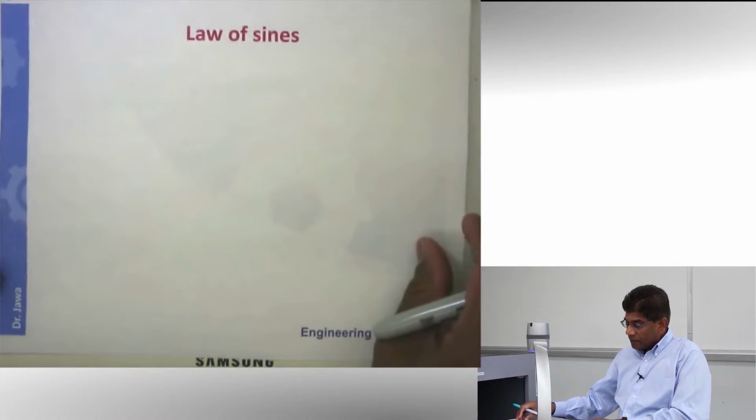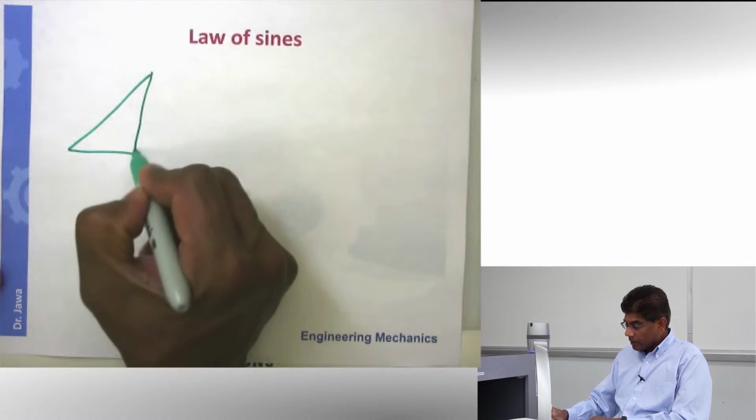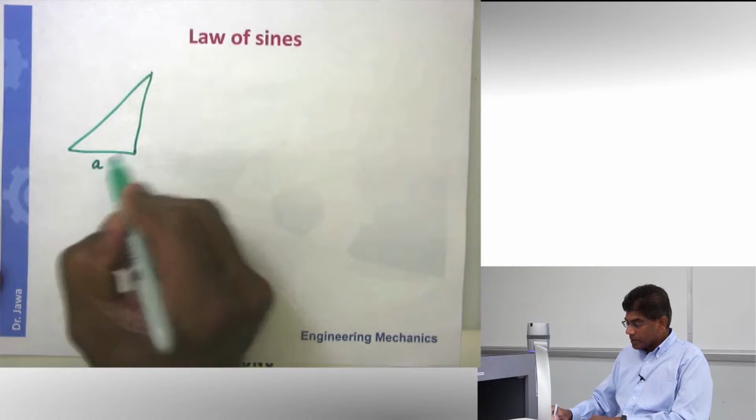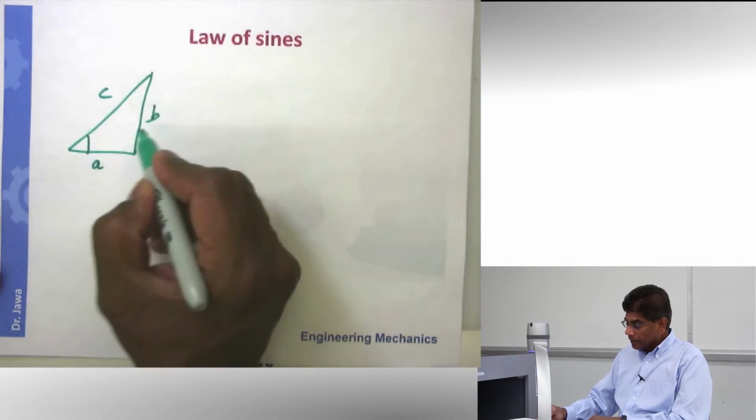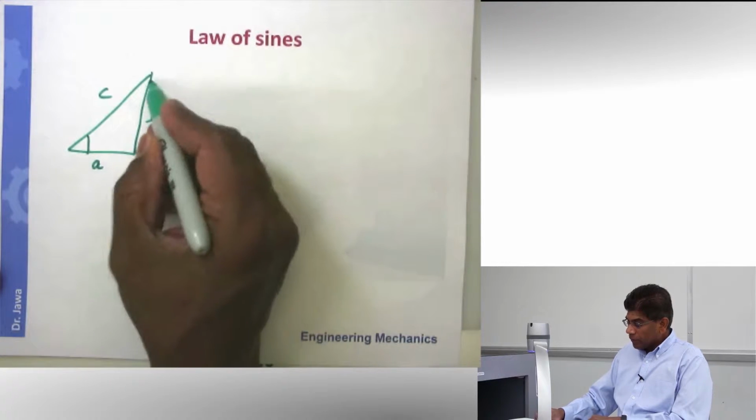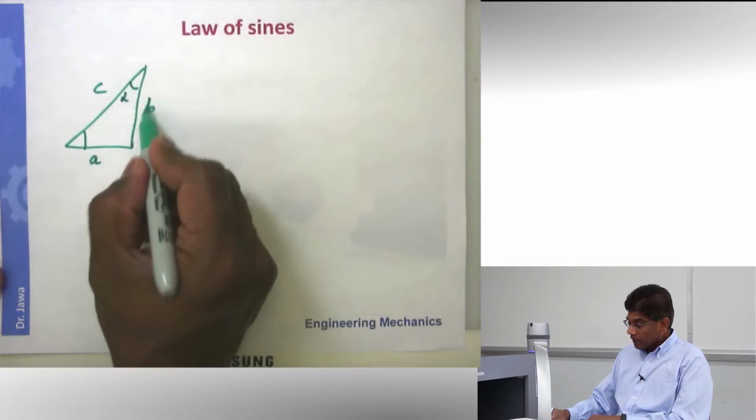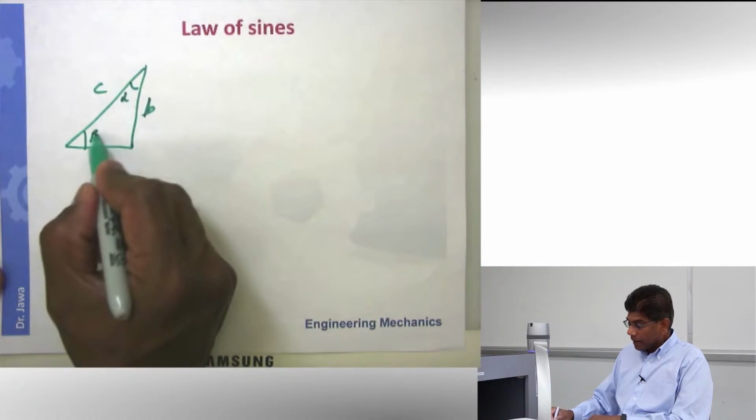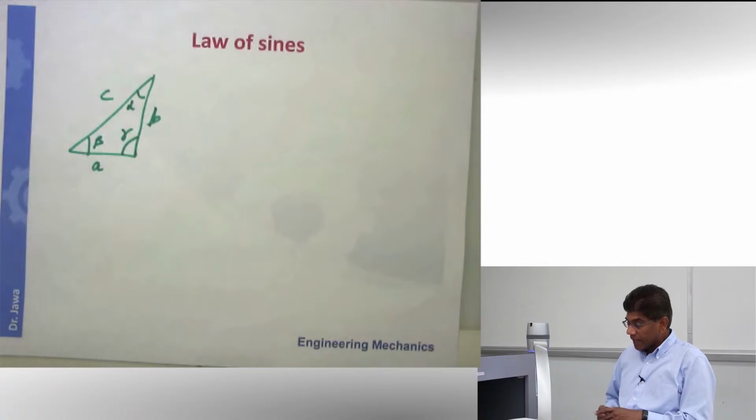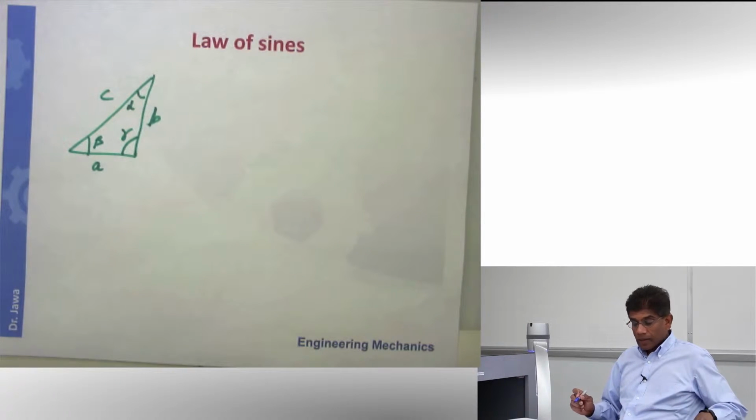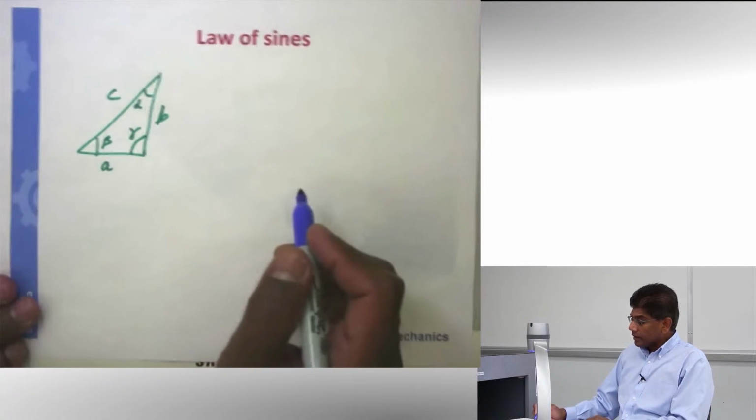So if I have a triangle, for example, in this case, here I have a triangle. Let's say this is side A, side B, side C, and let's say this angle in front of this side is, say, alpha. In front of side B is beta, and let's say this angle is gamma. All right, I have three sides and three angles.